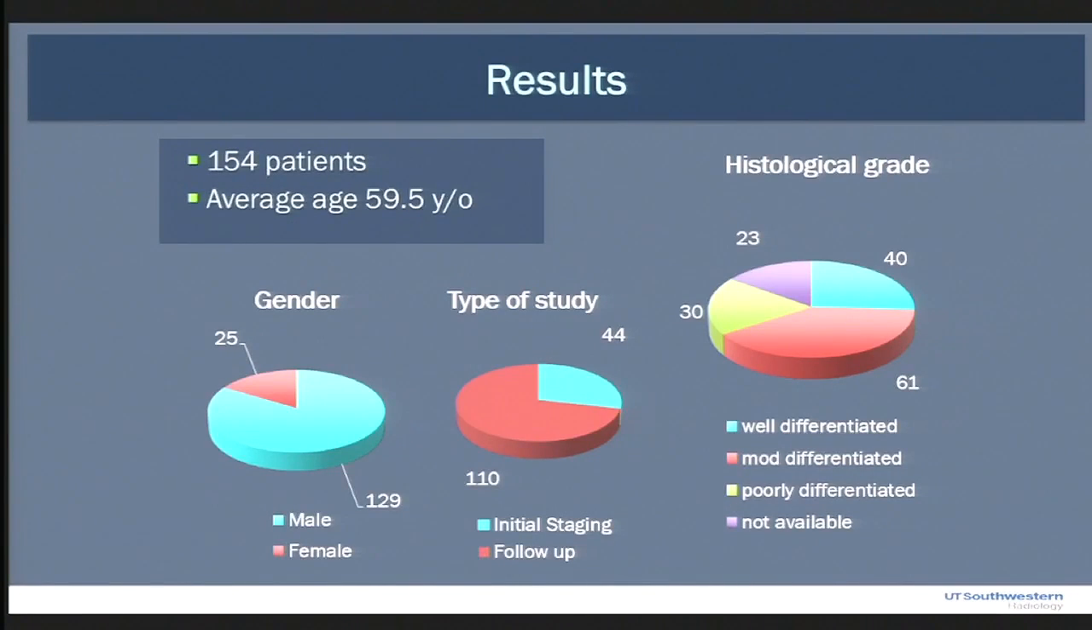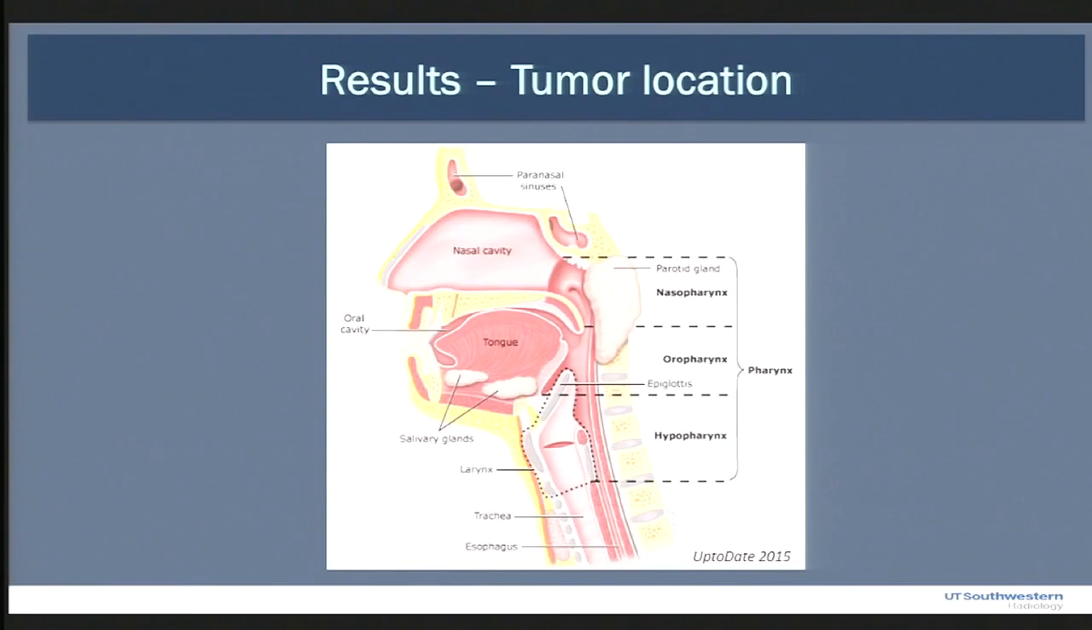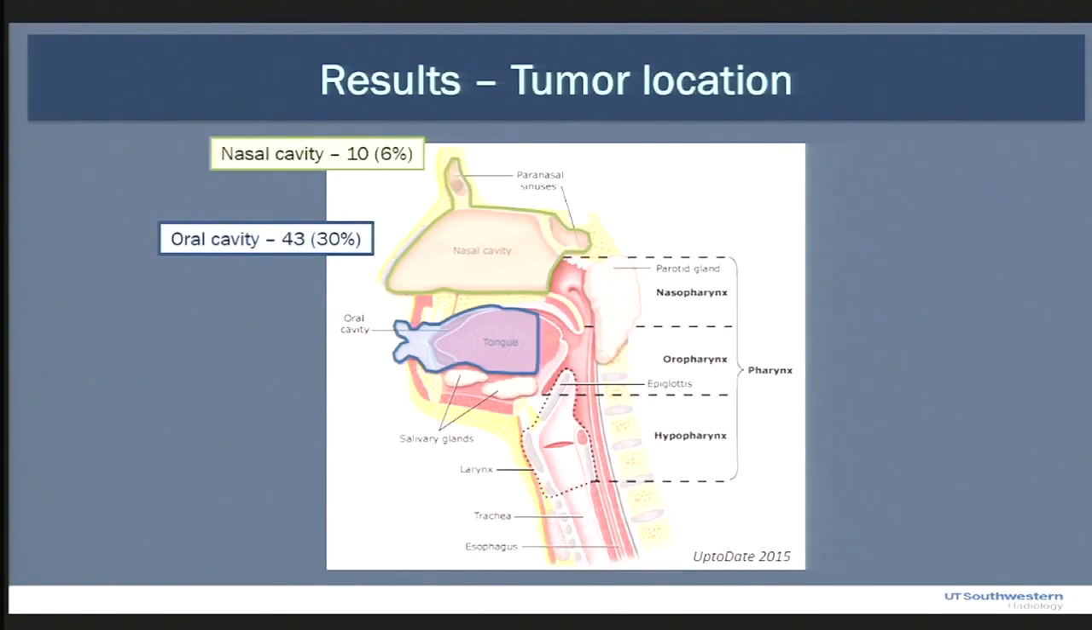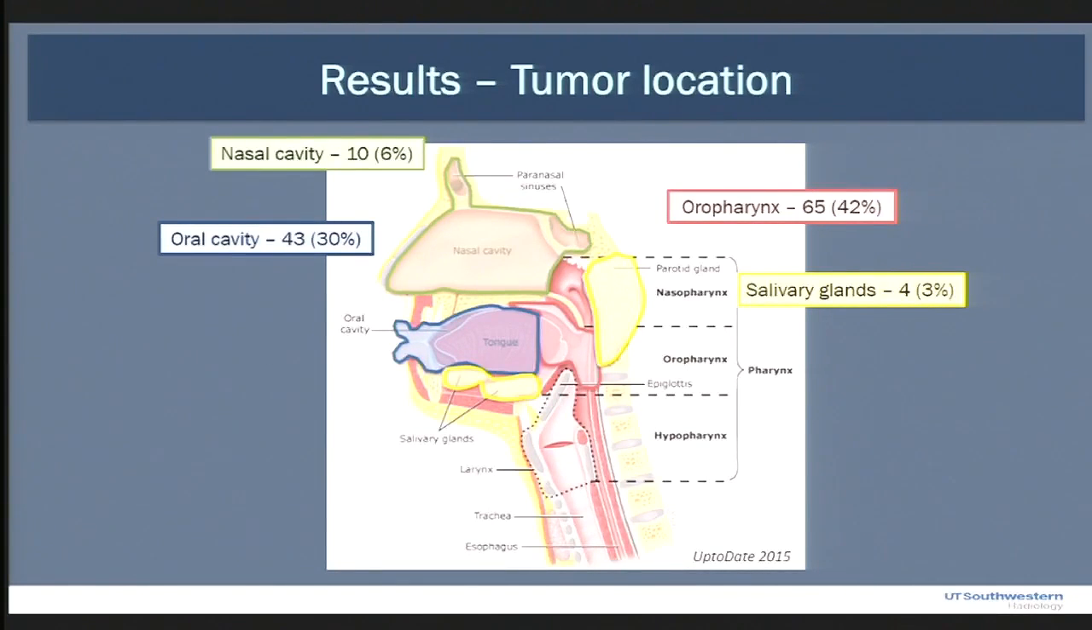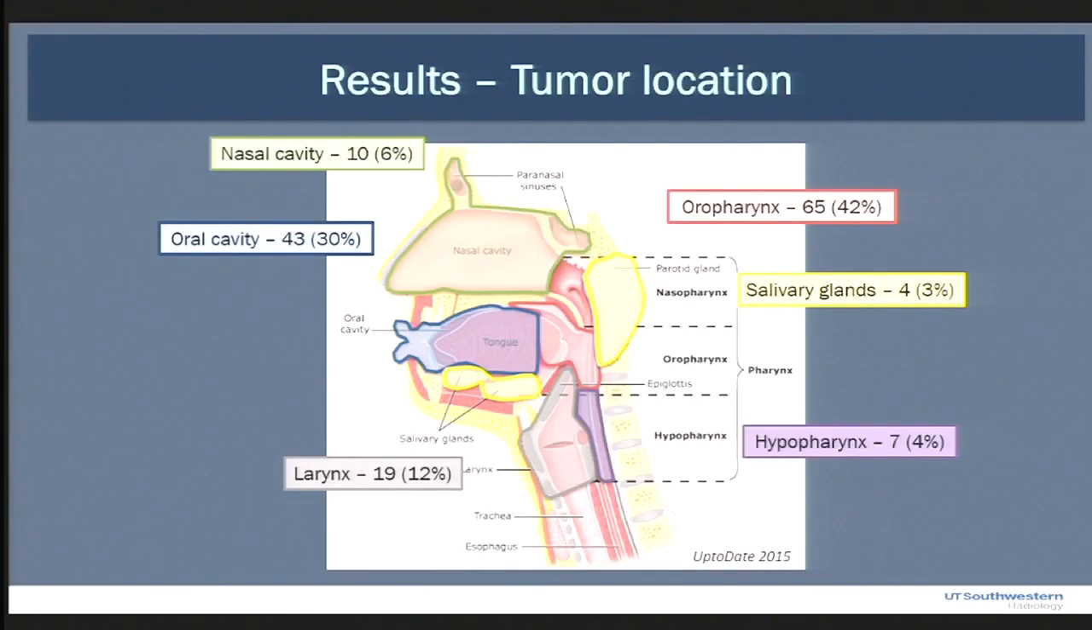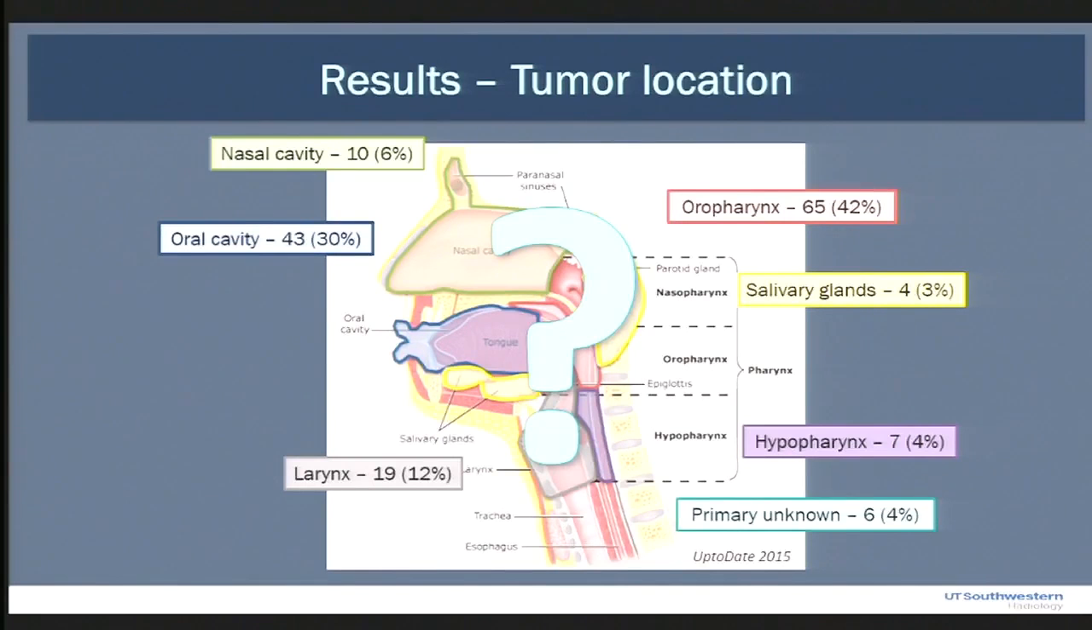So we had a total of 154 patients, the majority males, and more than half of the patients had either a moderate or a poorly differentiated tumor. So for the primary tumor location, we had 6% in the nasal cavity, 30% in the oral cavity, 42% in the oropharynx, 3% in the salivary glands, 12% in the larynx, 4% in the hypopharynx, and 4% of primary unknown tumors. All of these are squamous cell carcinomas.